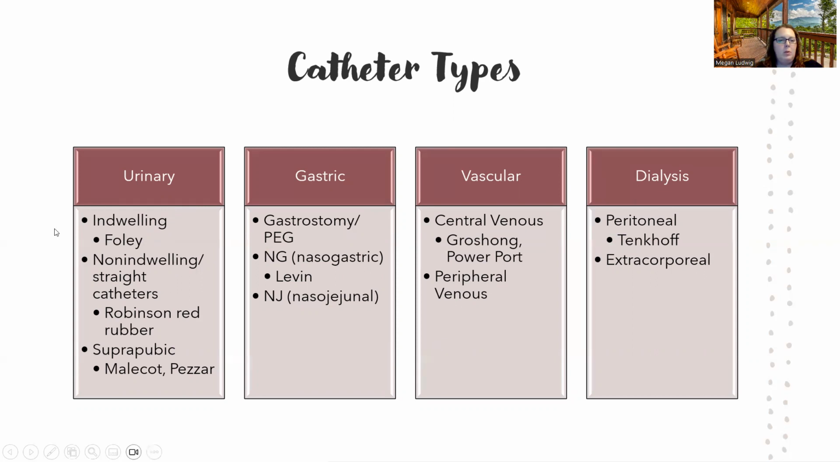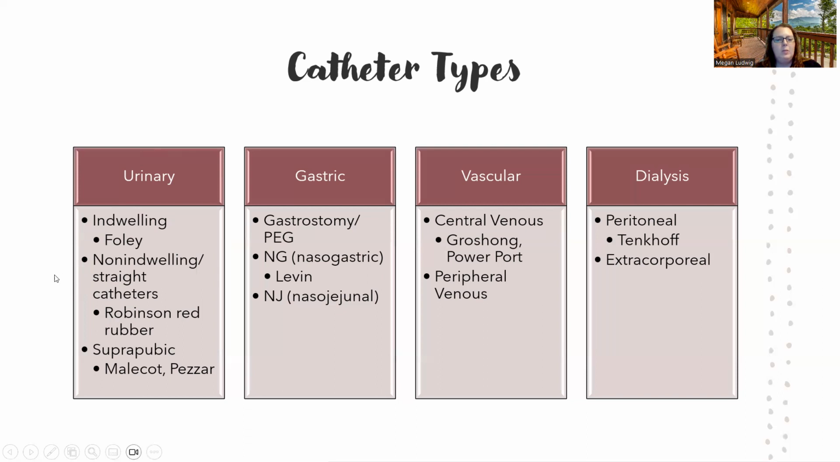So let's go back to urinary. The most common that you will see is an indwelling catheter. Indwelling means it stays placed somehow, and usually it's a balloon. So this Foley catheter, and I have a picture of it here in a few, is inflated inside the bladder, stays in place, and drains urine that way.